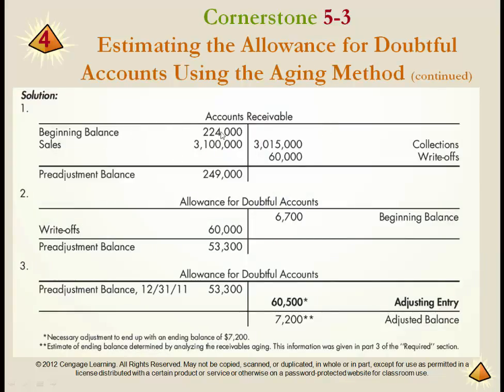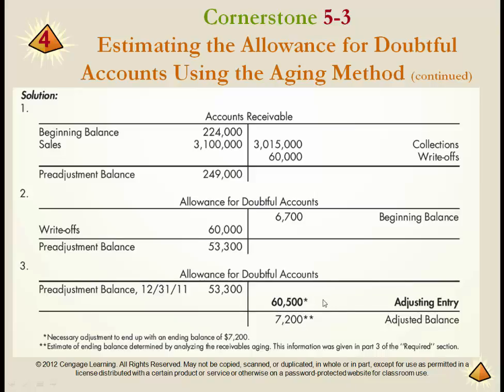So here's all of our journal entries in the T account format. We had a beginning balance in accounts receivable of 224. We had credit sales of 3.1 million, and we had collections of 3,015,000. We had $60,000 worth of write-off. So our accounts receivable balance is $249,000 before adjustment. We had 67 in allowance for doubtful accounts. We had write-offs of 67,000. So we have a net debit balance right now in the allowance for doubtful accounts, $53,300.